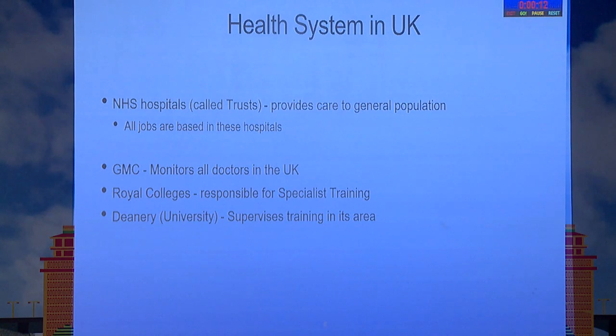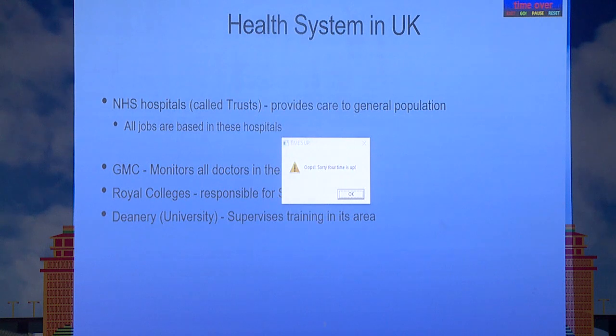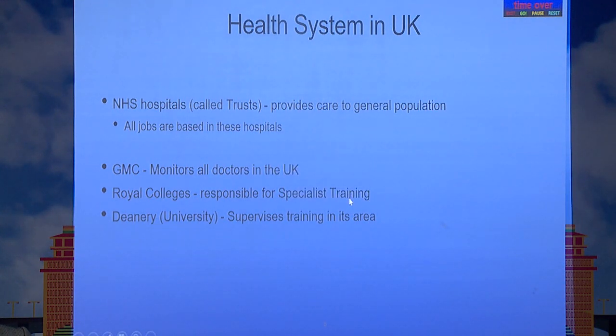Briefly, I'll tell you about how the health system works in the UK, because the first hurdle is getting the GMC registration, and the second hurdle is getting a job. As I mentioned, you can get a job through double sponsorship, where the UK sponsor will arrange for the double sponsorship. So the health system works.